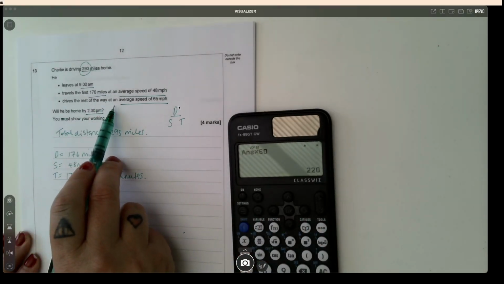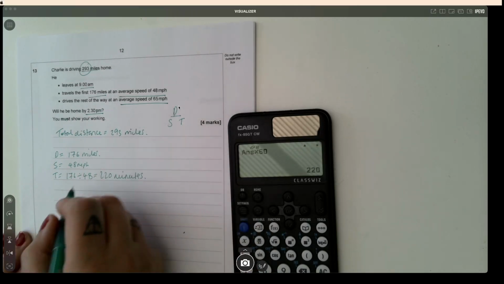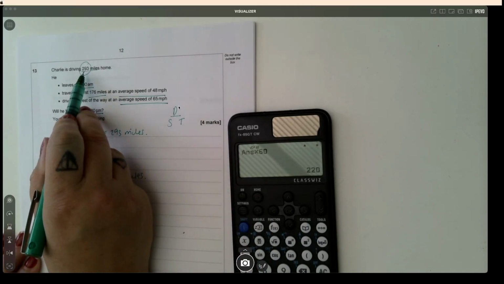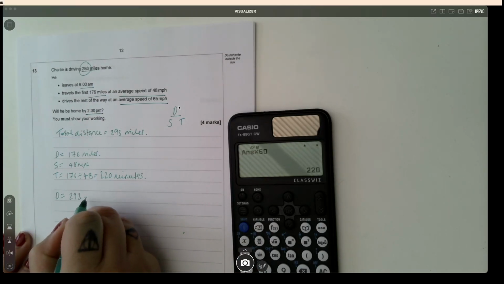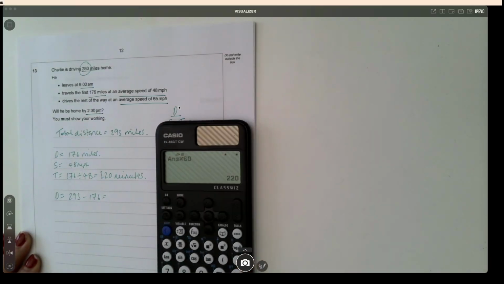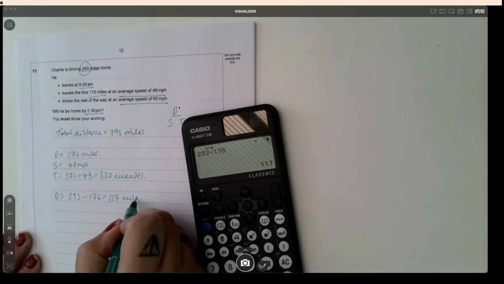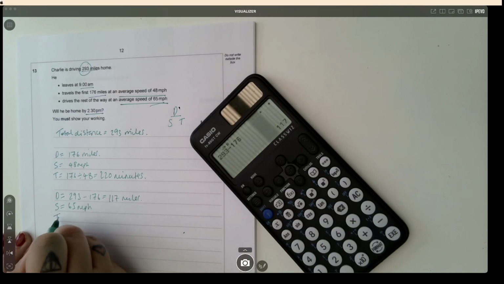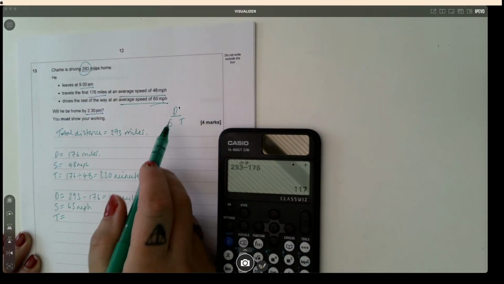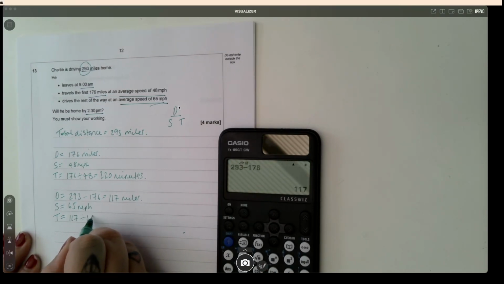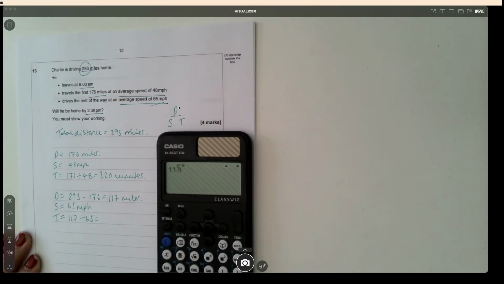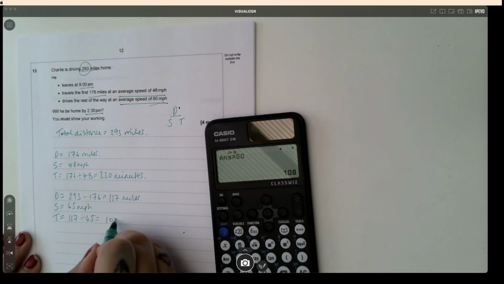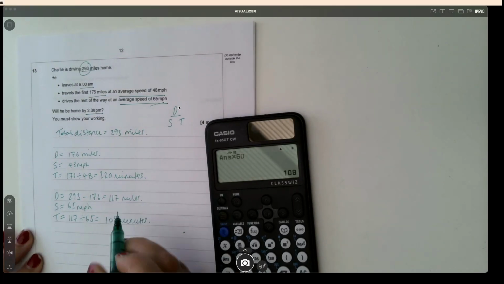And then it drives the rest of the way at an average speed of 65 miles per hour. So the rest of the way will be the total distance, take away the distance travelled already. So 117 miles at a speed of 65 miles per hour. So let's see how long that's going to take. So distance divided by speed. Times it by 60. So that's 108 minutes.